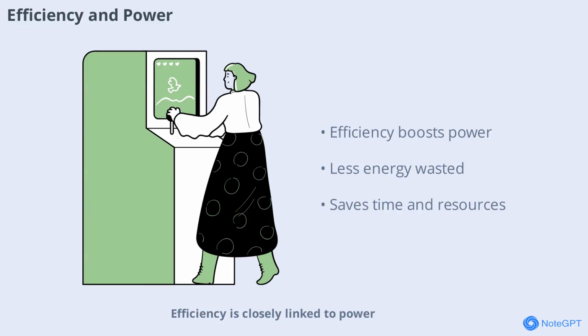Efficiency is closely linked to power. A more efficient machine does more useful work with less wasted energy, often in less time. This means higher efficiency can lead to higher power output for the same energy input. Engineers strive to design machines that maximize both power and efficiency, saving time and resources.